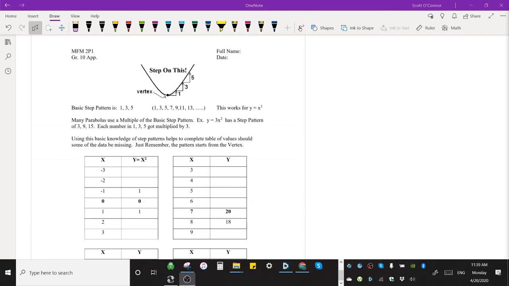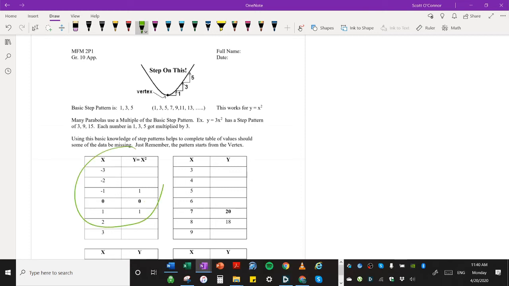So now we're going to work on how to use the step pattern to complete tables of values, and we just did a brief run of this. This table of values right here is the same one you literally just did moments ago. It's y equals x squared, which is the basic quadratic equation, and it's going to follow the basic pattern, which we've discussed already, which is 1, 3, 5. It's going up by 2. It continues 7, 9, 11, and so on.